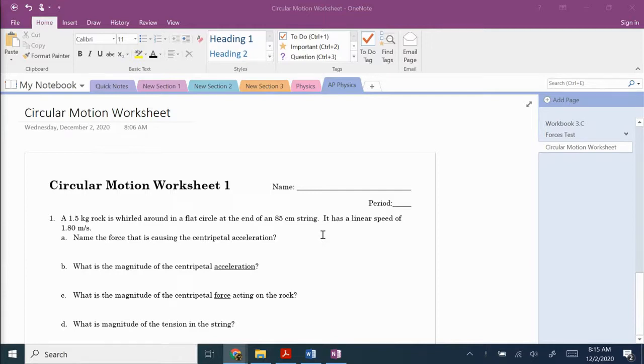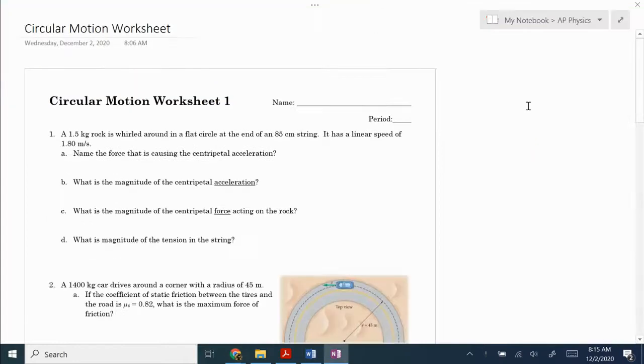All right. In this video, I'm going to go over how to do the circular motion worksheet. So here we go. These first couple questions are all broken up, which is sometimes confusing. And the idea here is just to make a couple different points, which I'll make as I go along here.